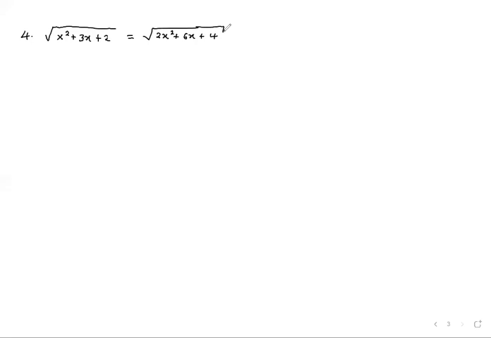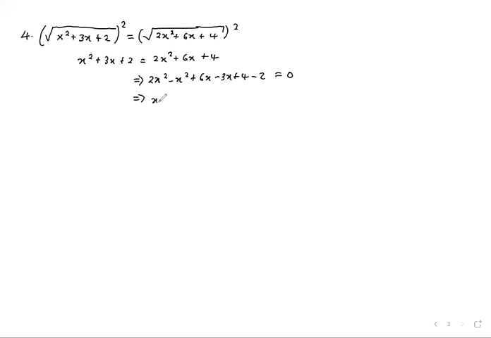So you find yourself in this situation, you square, you remain with x squared plus 3x plus 2 is equal to 2x squared plus 6x plus 4. Then take the left one on the other side so that you have 2x squared minus x squared plus 6x minus 3x plus 4 minus 2 is equal to 0. And get x squared plus 3x plus 2 is 0.